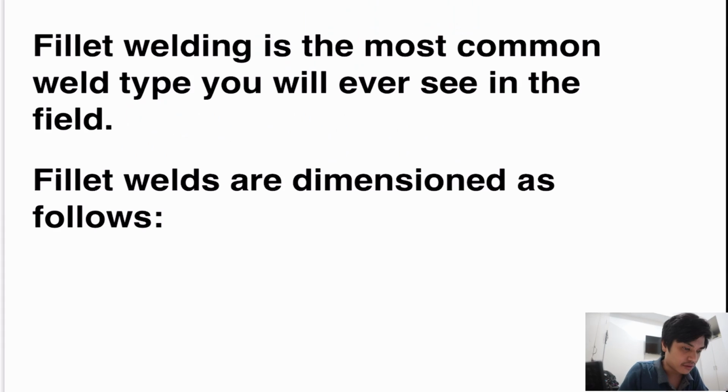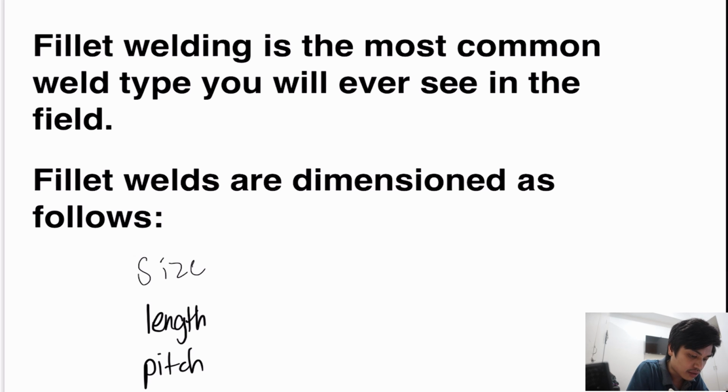Let's get to it. As I've mentioned, fillet welding is the most common weld type you'll ever see in the field. So it is important that as a welding inspector, you are familiar with it. Fillet welds are dimensioned as follows: size, length, and pitch.